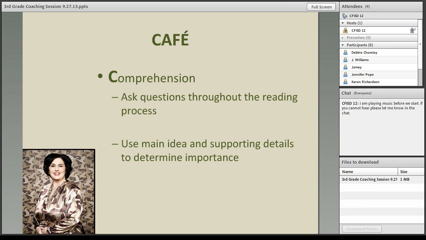You can also use the main idea and supporting details to determine importance. And again, go back to things that happen in a lifetime in the story. Why are they important? How are those details making significant impact in the person's life?